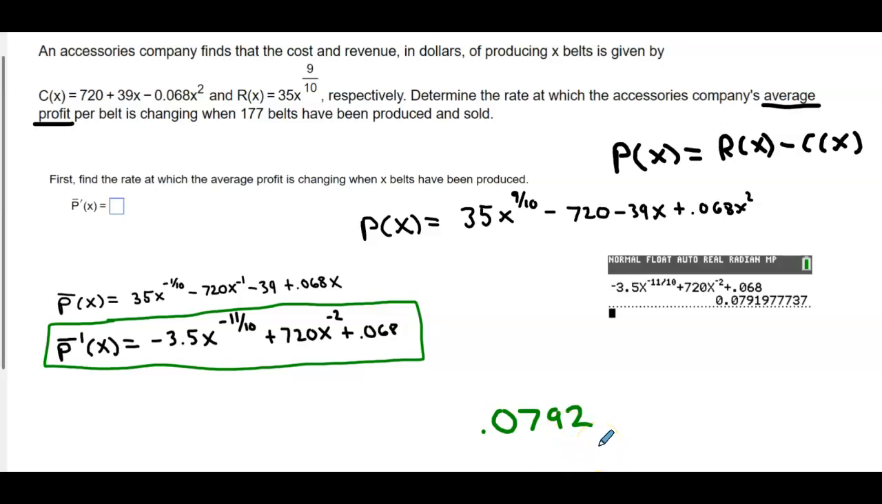And they also want the units associated with this value. So when you're talking about a derivative, it is a rate of change. So it should always be a relationship between two variables. We've got the output, which is dollars. We've got the input, which is number of belts. So it would be output per input. Think of it that way, or in this case, dollars per belt would be the units tied to our value here. So this would be the second part of this problem.